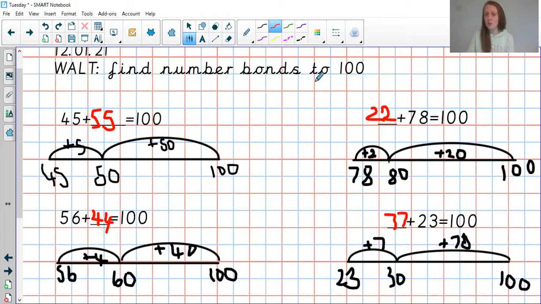Remember, we're finding number bonds to 100. What I would like you to do today, I'll just stop this share here, is I've given Hexagons and Squares one worksheet, and it's got a list of missing number bonds to 100. Circles, you've got some as well separately.